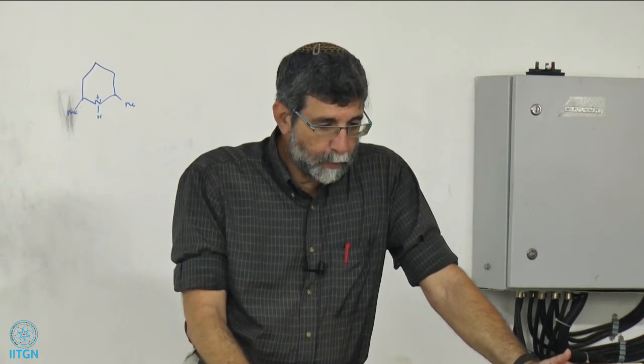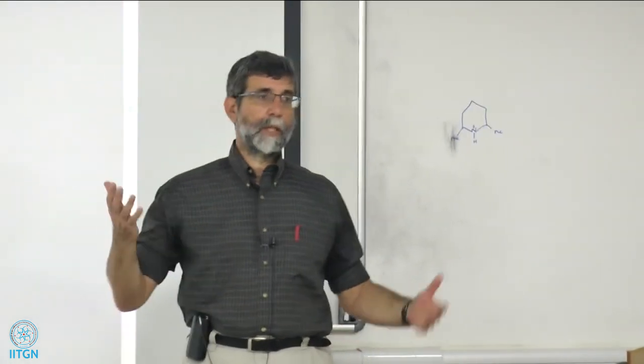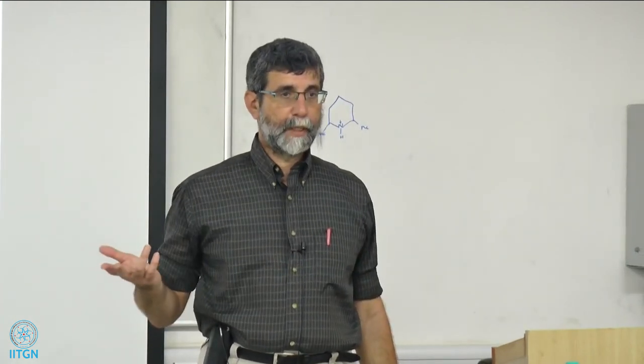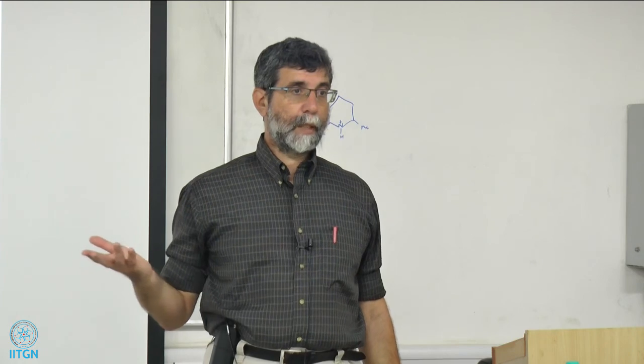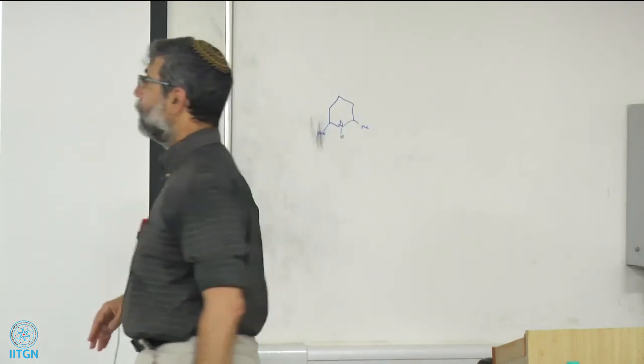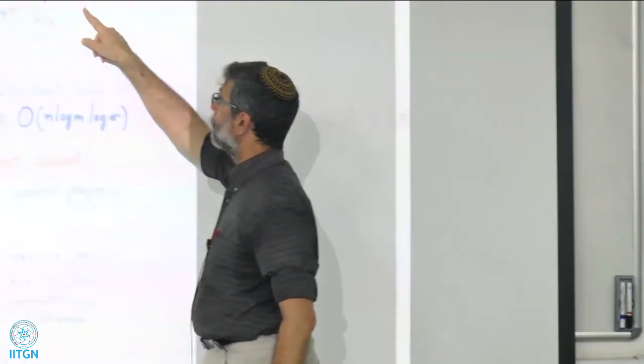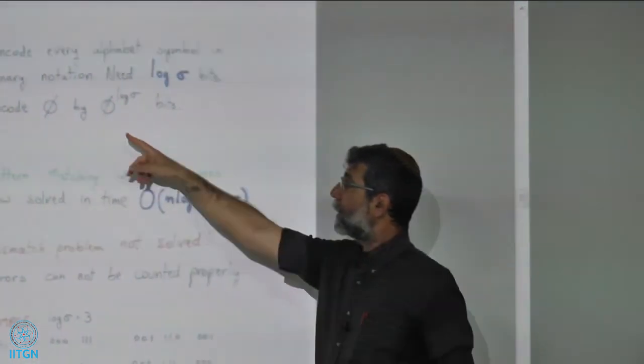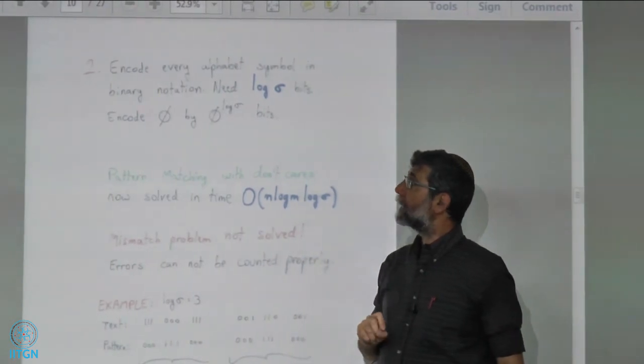Okay, but now that we know that that's the case, let's encode every alphabet symbol in binary notation. This is something else that as computer scientists we love, binary. So you have an alphabet of size sigma, which is at most n plus 1, and you want to write it in base 2, in binary notation. How many bits are you going to need? Log sigma. So we encode every alphabet symbol in binary notation, and we're going to need log sigma bits. Now we're also going to encode the phi by log sigma bits.